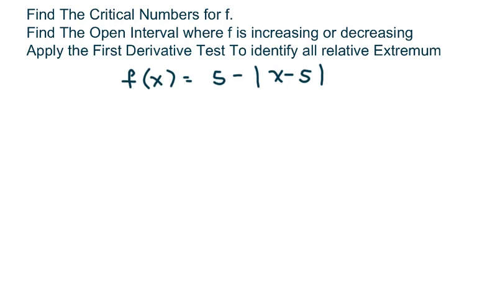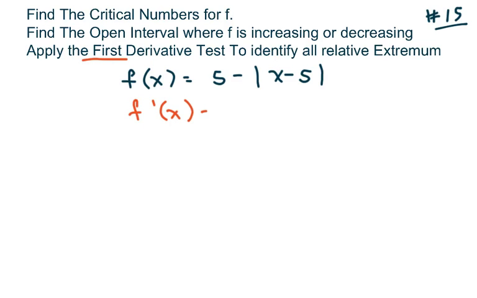Hi everyone, we're going to find the critical numbers for f, and find the open intervals where f is increasing or decreasing. This is number 15. This is the absolute value function, and the first thing we're going to do is take the first derivative test.